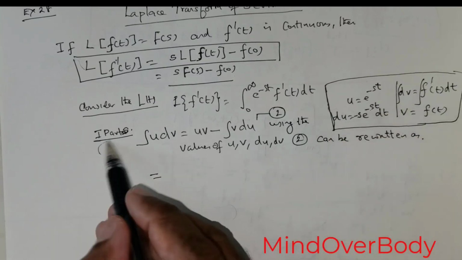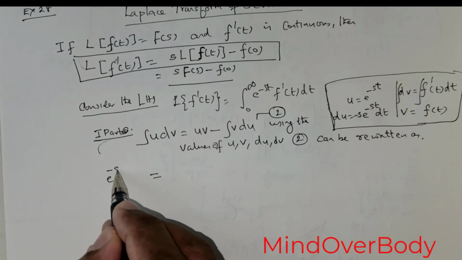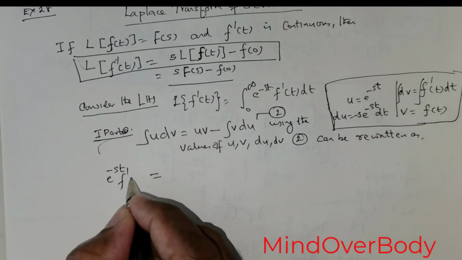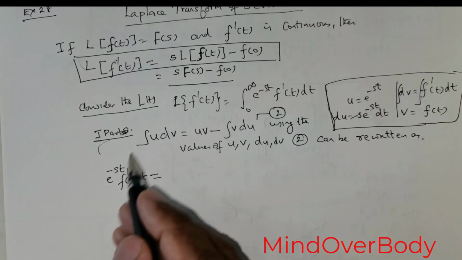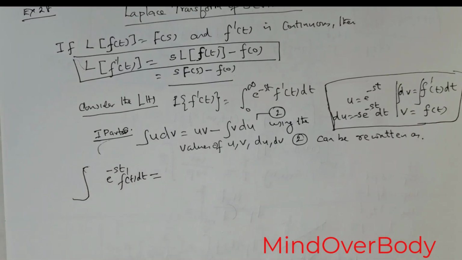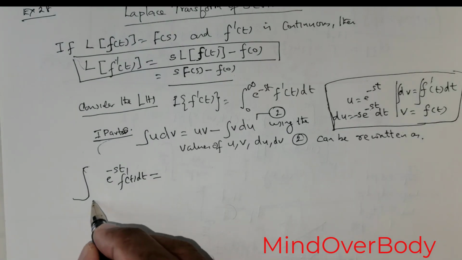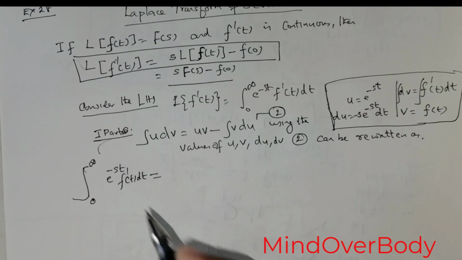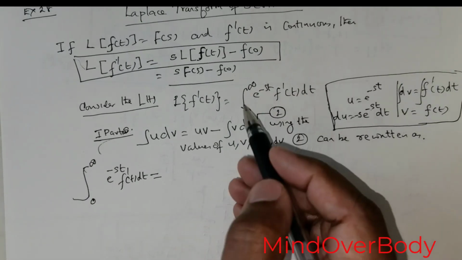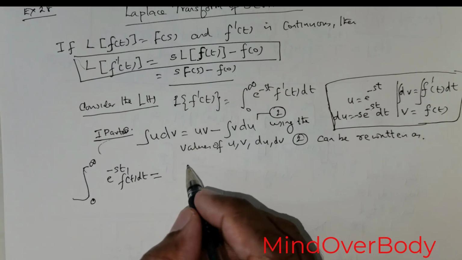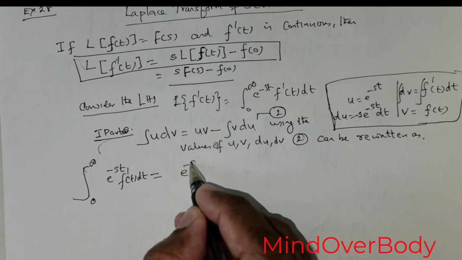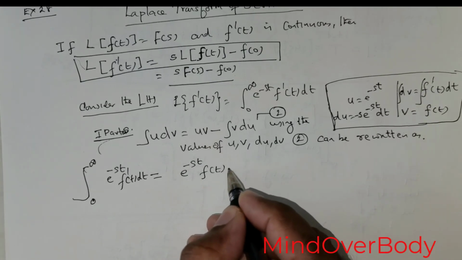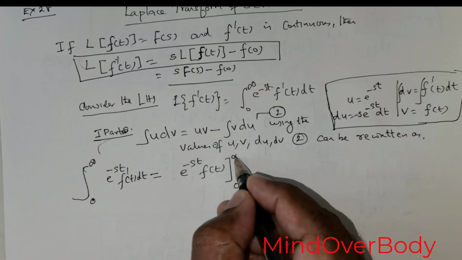So u, what is my u? e raised to the power of negative st, that's my u. My dv is f dash of t times dt. There's an integral sign, so place the integral. The limits are from 0 to infinity. So this is what we are trying to solve. And on the right side, my u is e raised to the power of negative st. My v is f of t. The limits are 0 to infinity.